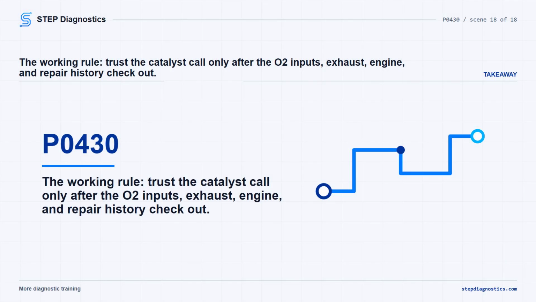The key is to prove the monitor result before replacing the converter. Make the O2 sensor data credible, rule out leaks and engine contamination, check the repair history, and only then follow the converter repair path.